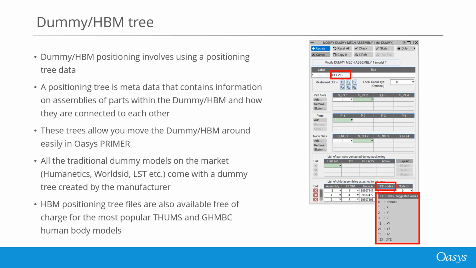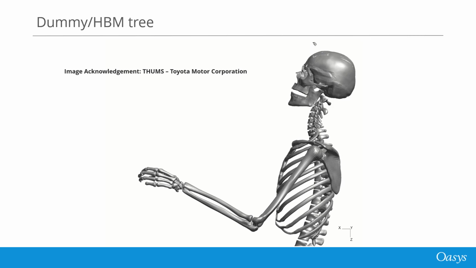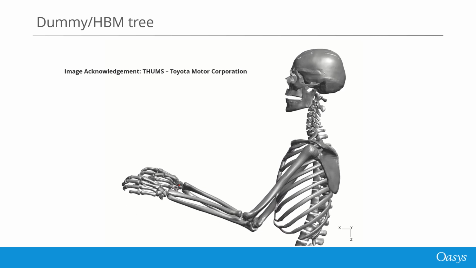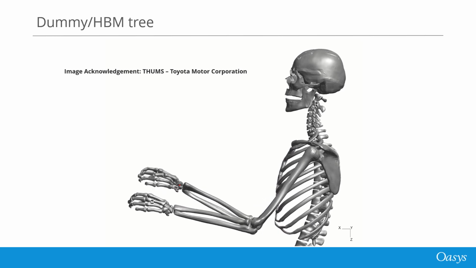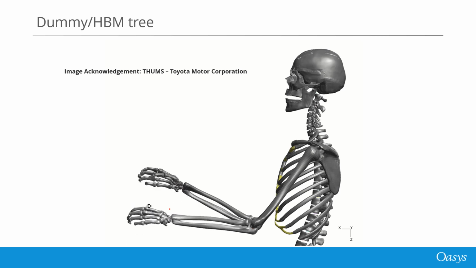The permissible relative motions between these assemblies can be set using the degrees of freedom or DOF codes along XYZ axis. Once these relevant assemblies and connections are created, the assemblies of the dummy or the HBM construct would move relative to each other as if these are rigid bodies connected via some mechanism for their relative movements for the purpose of positioning. These positioning tree files, when loaded into Oasys Primer, would help users achieve realistic positions for the dummies or HBMs.